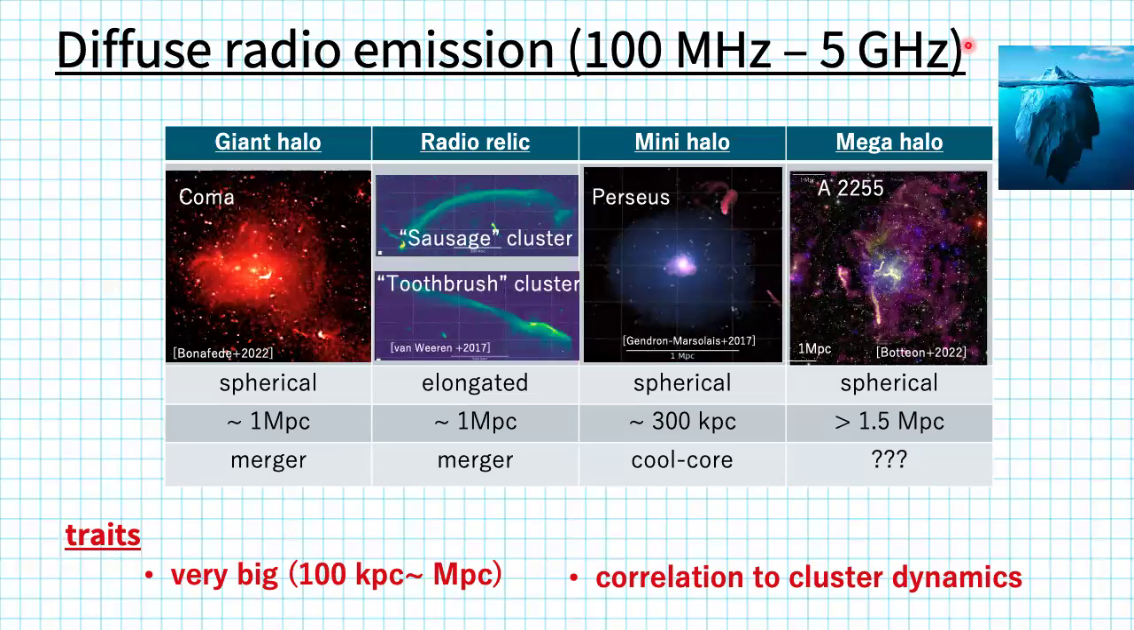One is that their size is very big. I will explain why this characteristic is important. And the other one is a correlation to the dynamics of the galaxy cluster. So basically, giant halos are found in merging, dynamically disturbed galaxy clusters, and mini halos are found in relaxed, non-merging galaxy clusters. Well, this picture is now changing, but this is a basic understanding of those diffuse emissions.